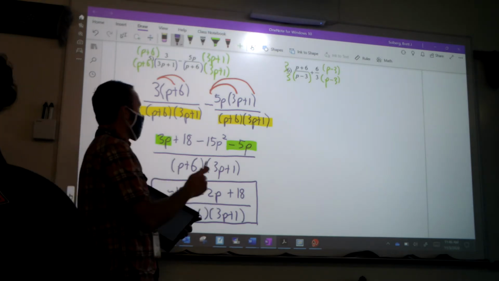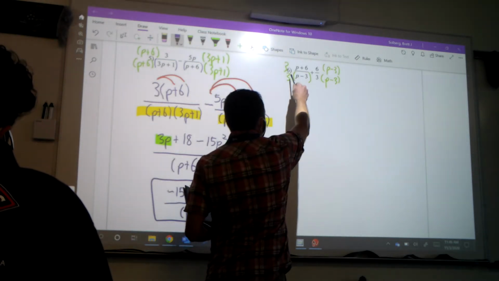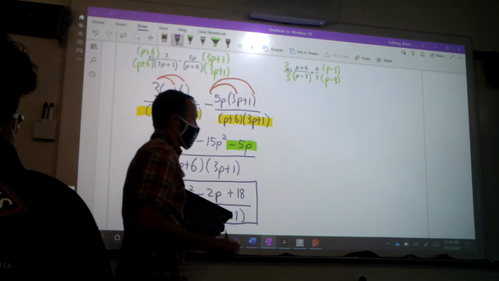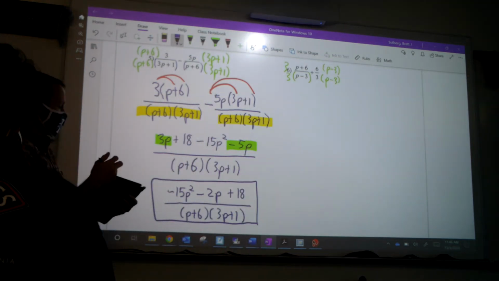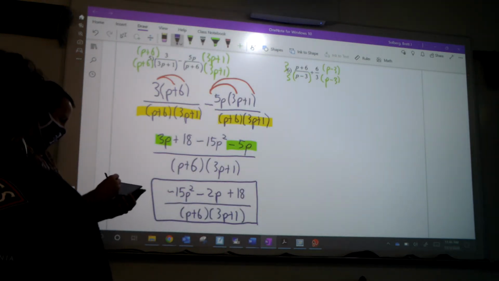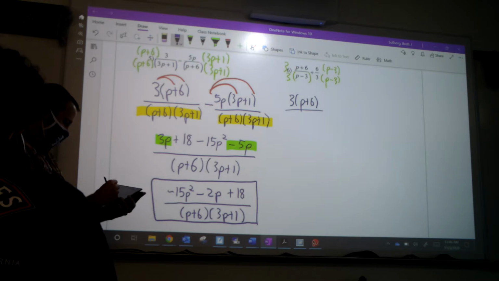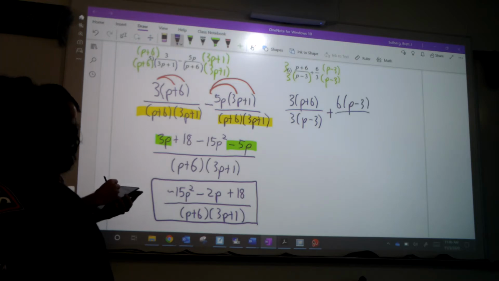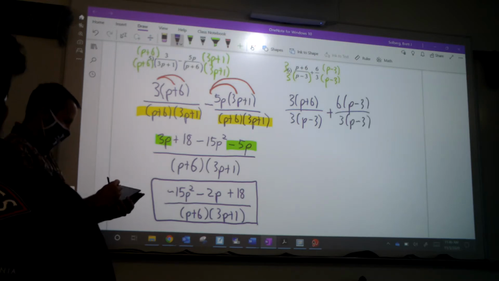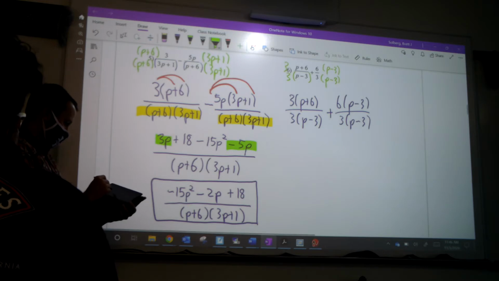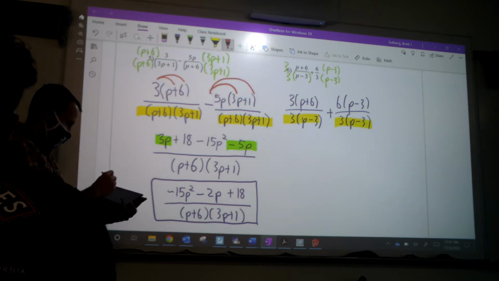So, we decided the p minus 3 needs a p, and the 3 needs a p minus 3. Let's see if your work matches what I'm going to do here. I have the 3 times p plus 6 over 3 times p minus 3, adding that with 6 multiplied with p minus 3 over 3 times p minus 3. So guys, do we have a common denominator? Yes, so what does that allow us to do?